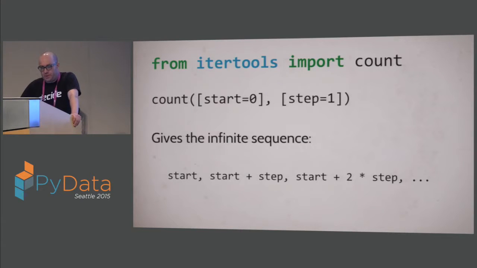The simplest one is probably count. Count takes a start and a step, and it just generates all the numbers. So if you just do count with no arguments, that's basically our lazy integers. It generates 0, 1, 2, 3, and so on.